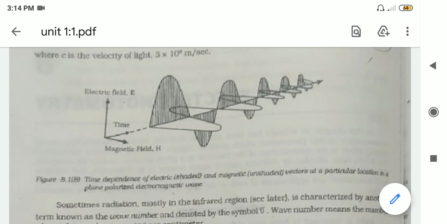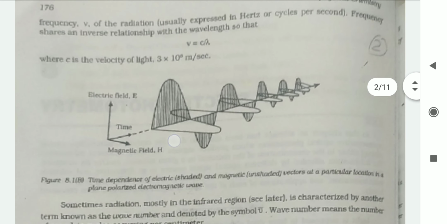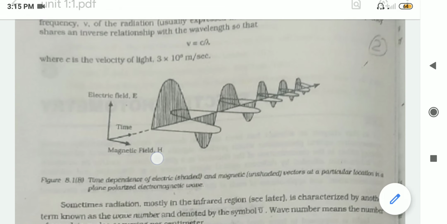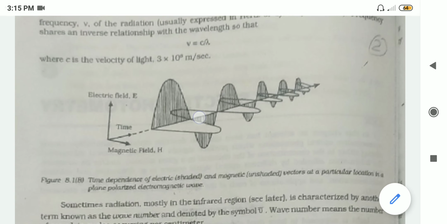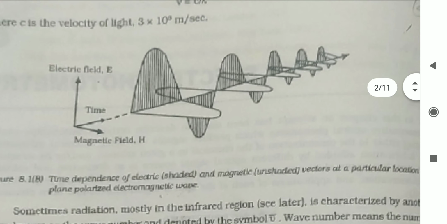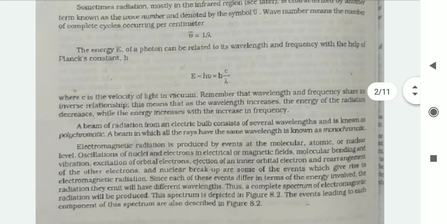Also, this is a very important concept. The y-axis is the electric field, while the x-axis is the magnetic field of vibration, and this z-axis is the time, from 1 second to 2 seconds, 3 seconds, 4 seconds. As the time is going ahead, the light is traveling farther and further. So this was the introduction about electromagnetic spectrum.